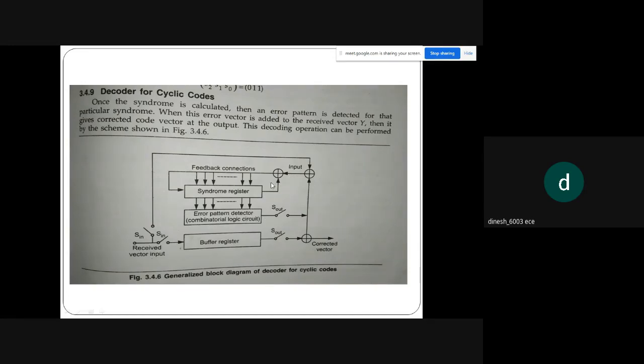Until all the bits are over, the syndrome register will compute all and give it to the error pattern detector. We'll have some combinatorial logic circuits for error pattern detection. Then all the inputs would be sent out through this Sout to the corrected vector place. So this is your decoding operation for any cyclic code.